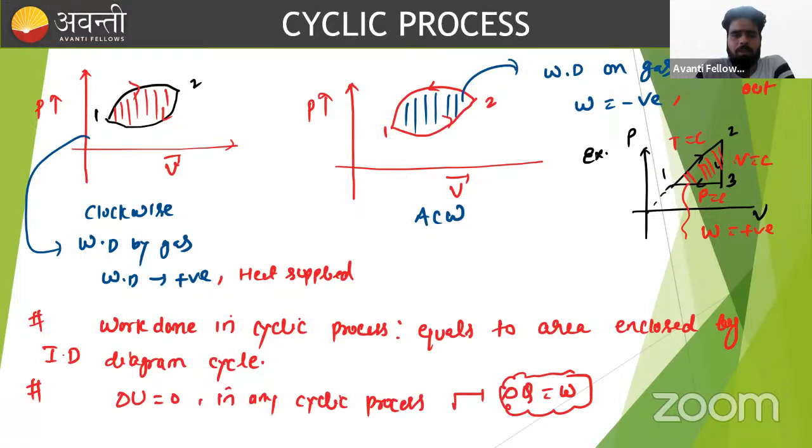We know that cyclic means, sir, we recover back to the original position. So it means the change in internal energy is zero because it is a function of temperature. If we reach the initial point, then the temperature change is zero. Okay, so heat transfer equals work transfer.